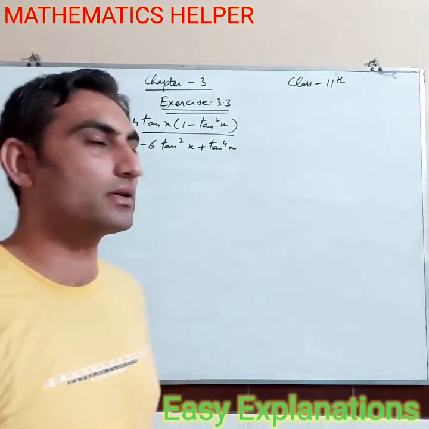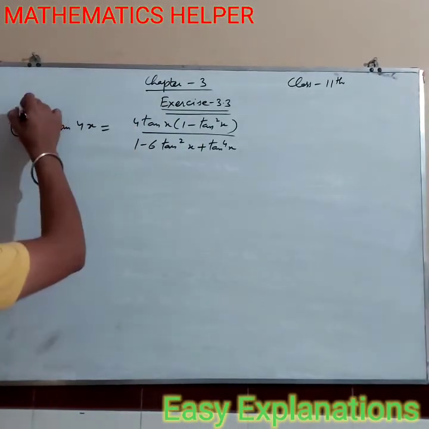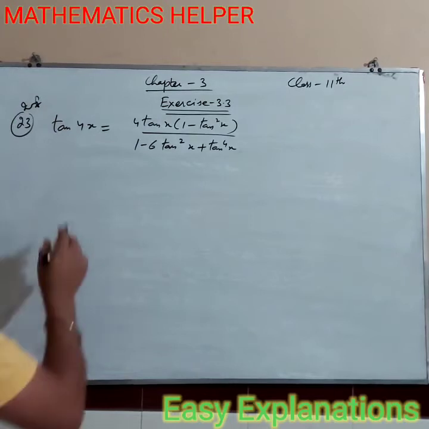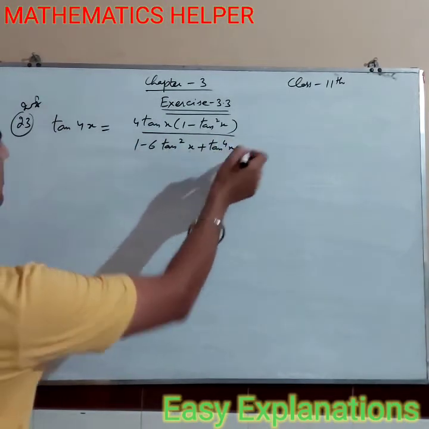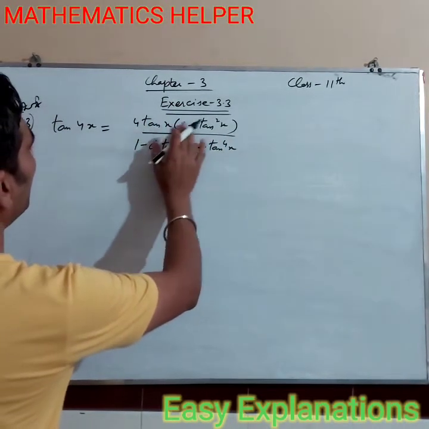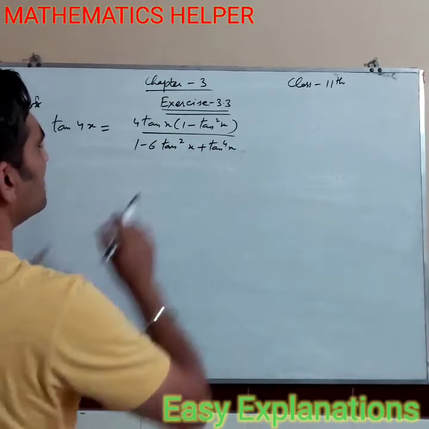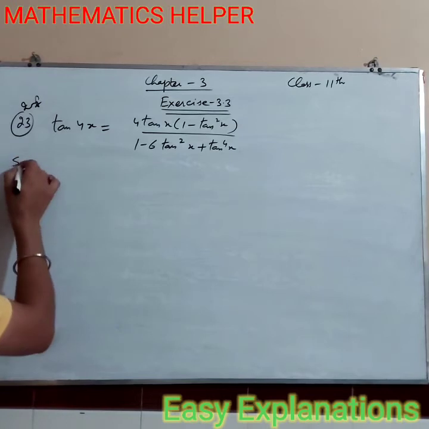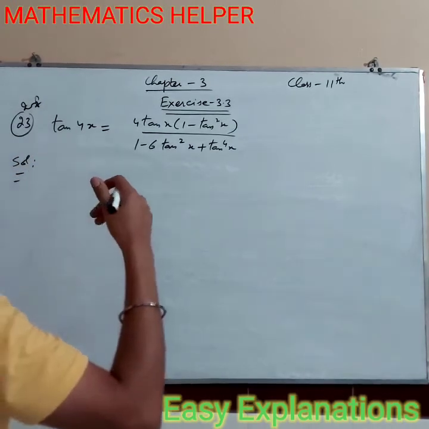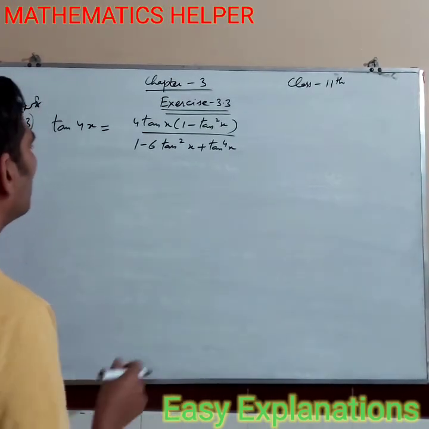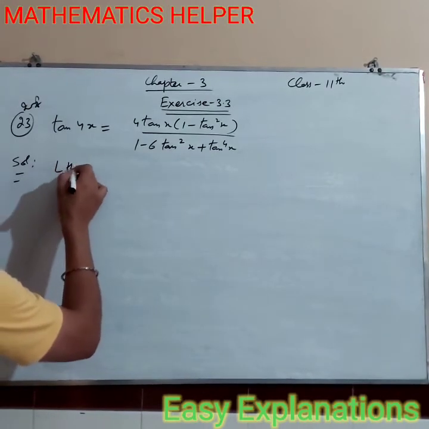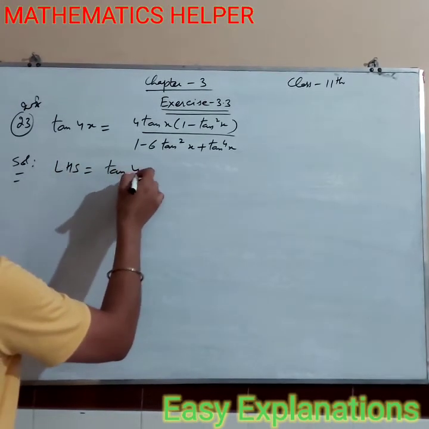Students, our next question number 23 is an important question again for examination, in which you have tan 4x equal to the right side: 4 tan x into 1 minus tan square x over 1 minus 6 tan square x plus tan raised to power 4 x. Let's start its solution. It is not in the way given in question number 22. Here you have to start from the left hand side of the equality, which is tan 4x.